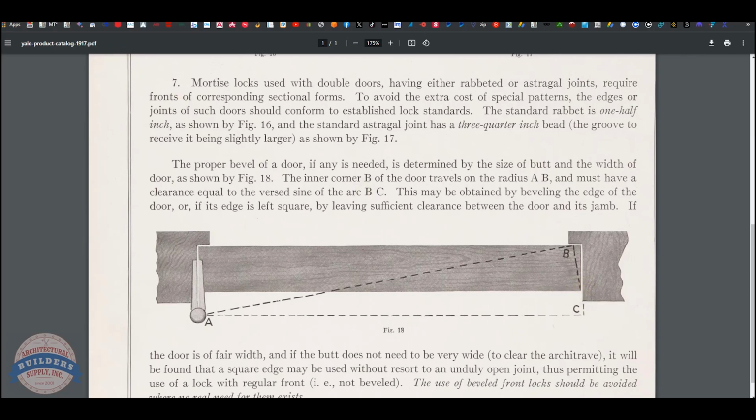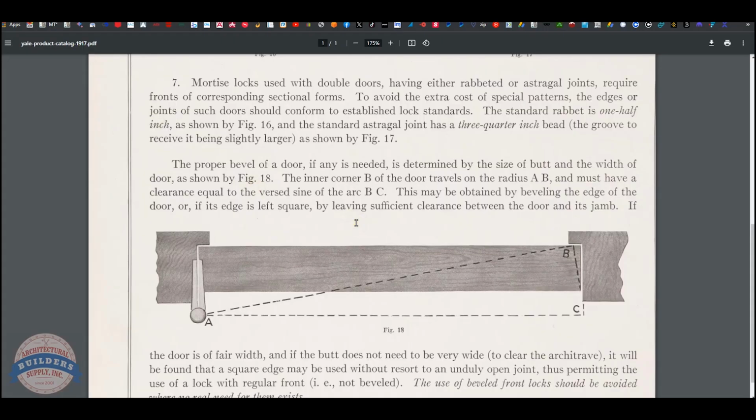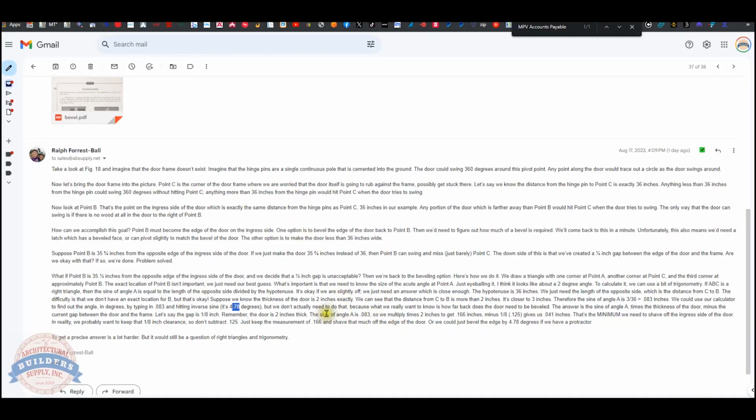We're making an assumption. And what I'm trying to say is in the 1910 catalog, they're giving us in one sentence 2,000 years of evolution of mathematics without us knowing all of the details. Ralph goes on to say, let's say the gap is 1/8 of an inch. Remember the door is 2 inch thick. The sine of angle A is 0.083. We multiply times 2 inches to get 0.166 inch minus 1/8 of an inch gives us 0.041. That's the minimum we need to shave off the ingress side of the door.